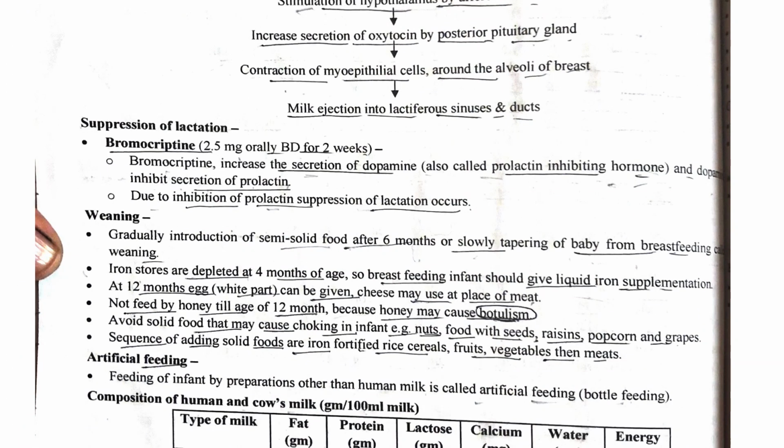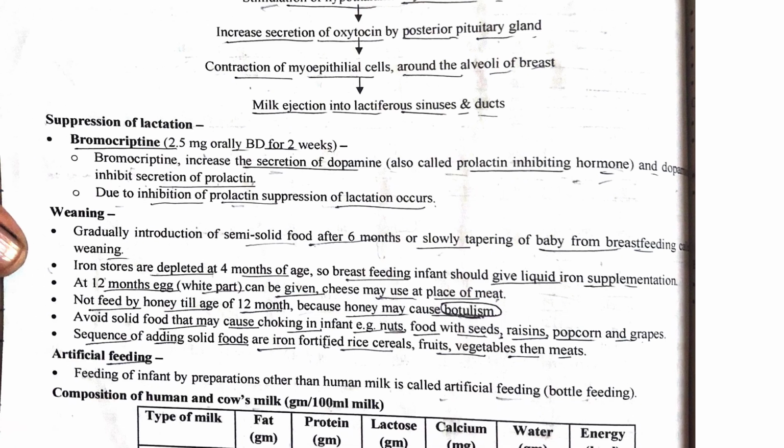Suppression of lactation. Bromocriptine 2.5 mg orally, BD for 2 weeks. Bromocriptine increases the secretion of dopamine, also called prolactin inhibiting hormone, and dopamine inhibits the secretion of prolactin. Due to inhibition of prolactin, suppression of lactation occurs.